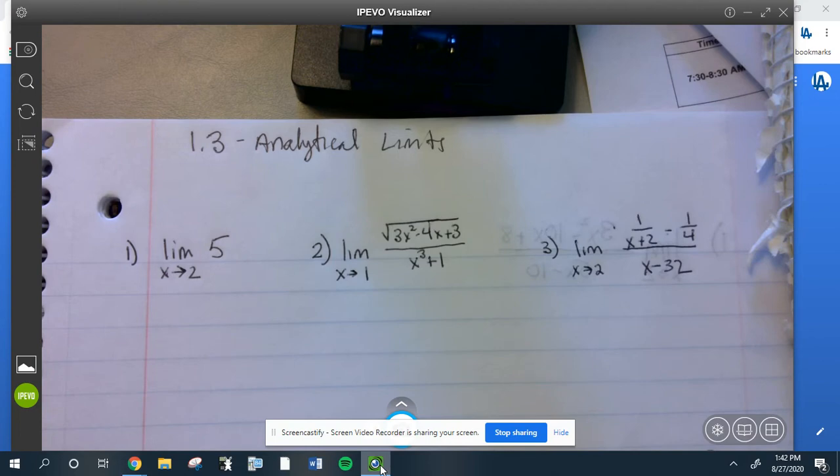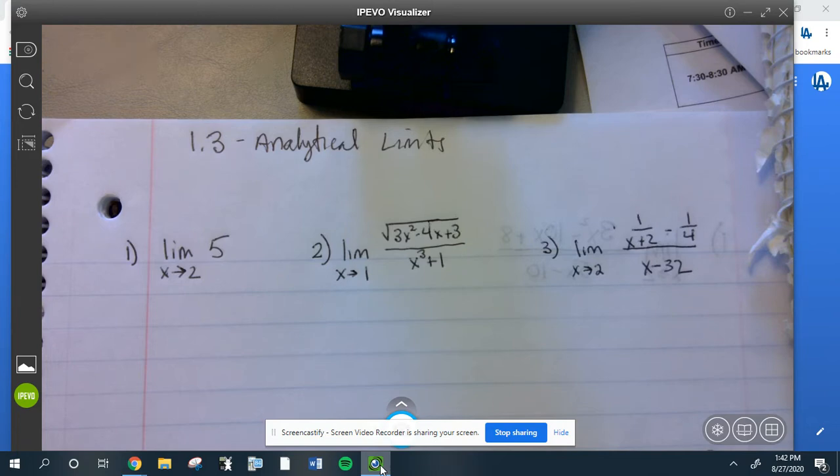Here's a summary on what to do when you're asked to find a limit analytically. So the first thing you want to do is direct substitution. And if you actually get a legitimate answer, that's going to be the limit.